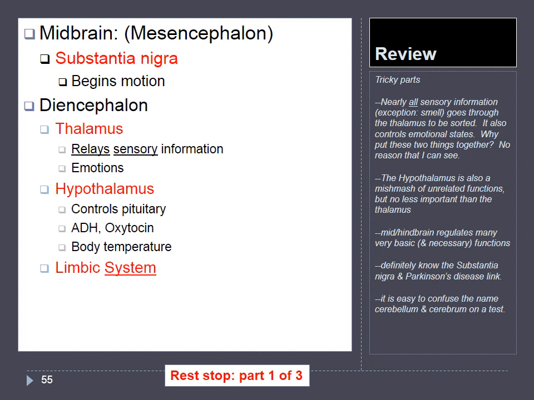That wraps up the midbrain and the diencephalon, and this represents a very good spot to take a break, grab a drink, and come back at a later time.